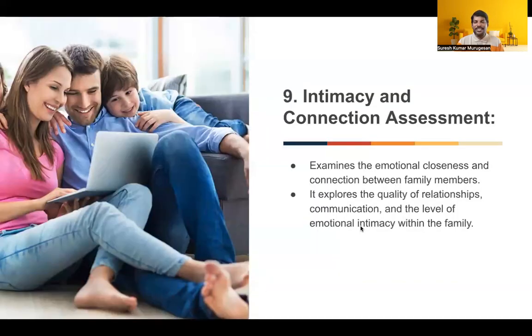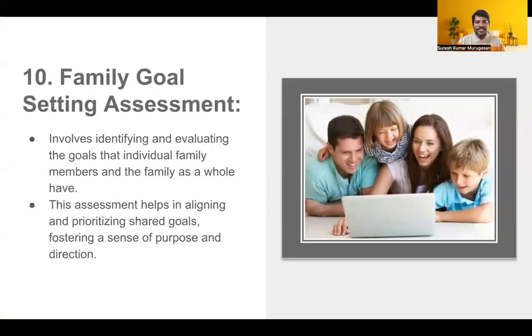And the next one is intimacy and connection. It is one of the very important traits that need to be examined. Whether the people have emotional closeness or physical closeness or just pseudo closeness. So the connection among the family members needs to be explored. And if the quality of relationship and the intimate relationships are good, then we can encourage them to continue that. If it is less than that, then we can give an intervention strategy to improve that intimacy and communication among the family members. Family goal setting assessment.